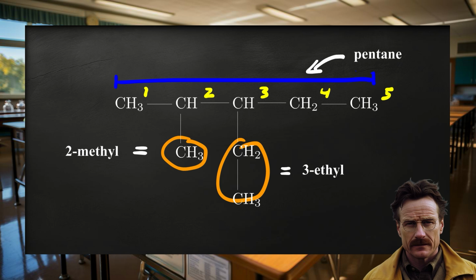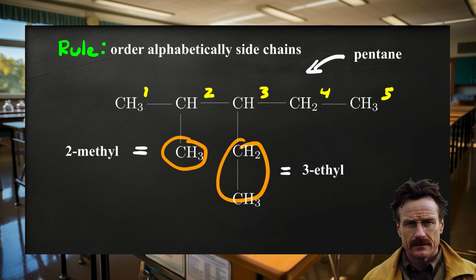When we have more than one type of chain, I have to introduce a new rule. This rule says that we alphabetically order the side chains. So, the correct way to name this compound is 3-ethyl-2-methylpentane. If you follow the rules, it is pretty easy with some practice.